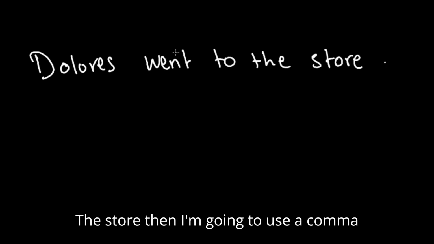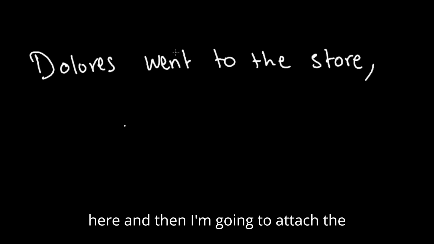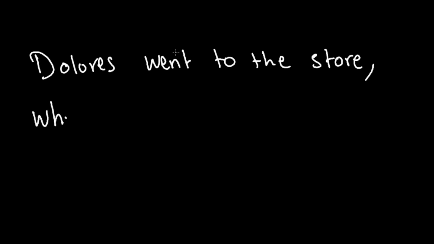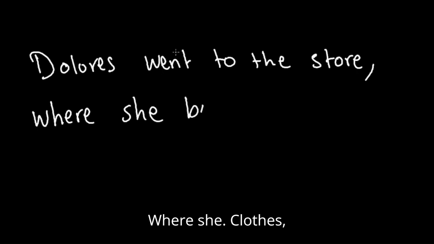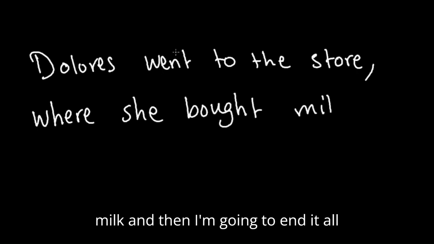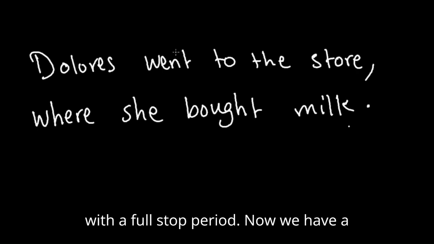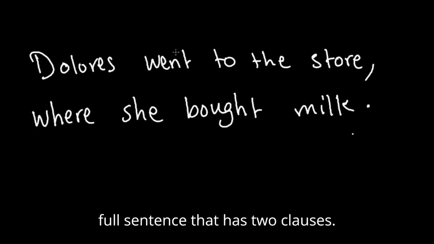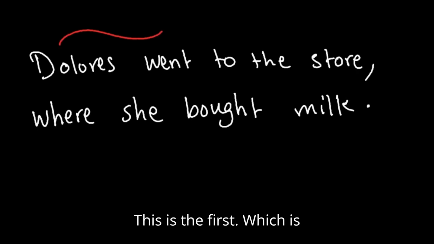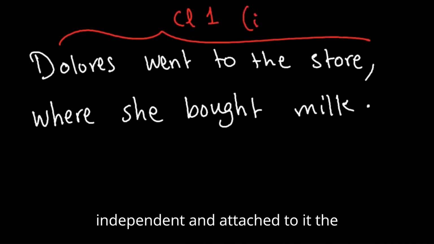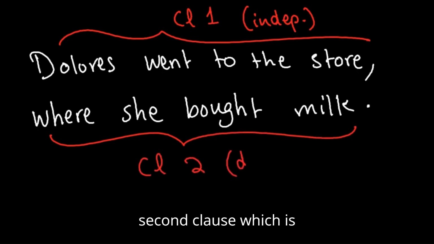So the whole sentence will go like this. We're going to start with the independent clause, Dolores went to the store. Then I'm going to use a comma here, and then I'm going to attach the dependent clause, where she bought milk, and then I'm going to end it all with a full stop, period. Now we have a full sentence that has two clauses. This is the first clause, which is independent, and attached to it the second clause, which is dependent.